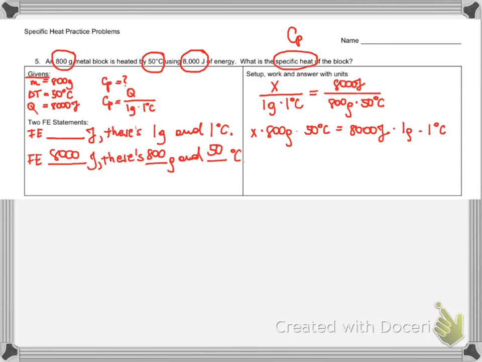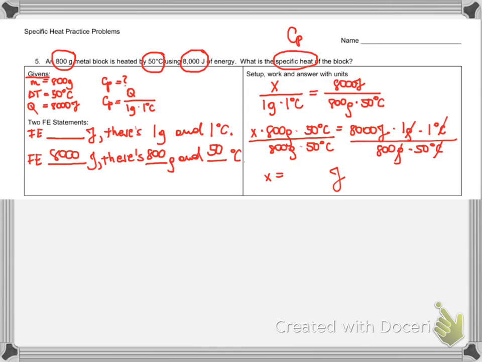Okay. Since we need to have x all by itself over here, I'm going to divide both sides of the equation by 800 grams times 50 Celsius. I'll do the same thing on that side. And then I can go ahead and get rid of the units that repeat on the top and bottom. And that lets me know that my final answer will definitely have units of joules in it.